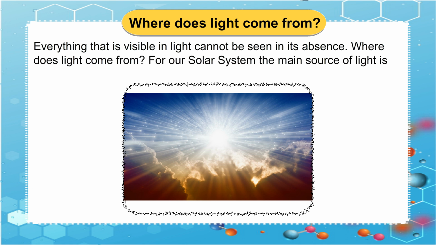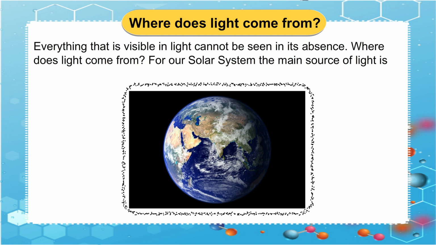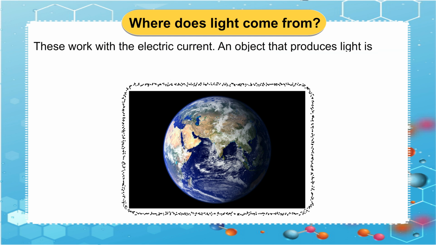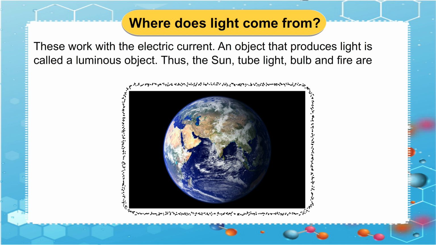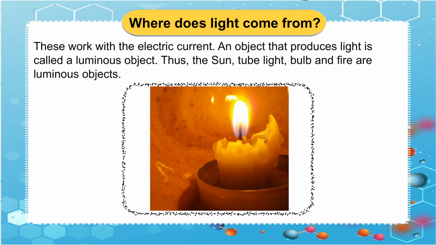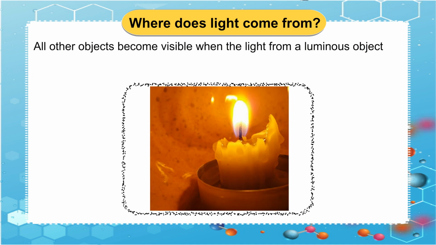Where does light come from? For our solar system, the main source of light is the sun. A small amount of light is also produced by bulbs and tube lights. These work with the electric current. An object that produces light is called a luminous object. Thus, the sun, tube light, bulb and fire are luminous objects. All other objects become visible when the light from a luminous object falls on them.